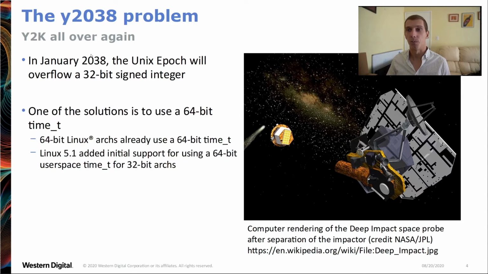So what do we do? Luckily, on the good news, there is a solution already agreed upon. The generally agreed upon solution is that we'll migrate 32-bit systems to use a 64-bit time T. This matches what 64-bit systems already do, and unlike other solutions such as using unsigned time, 64-bit time T will take a very long time to overflow, and none of us will be alive to worry about that. Linux 5.1 actually added support for a 64-bit time T in user space for 32-bit architectures.